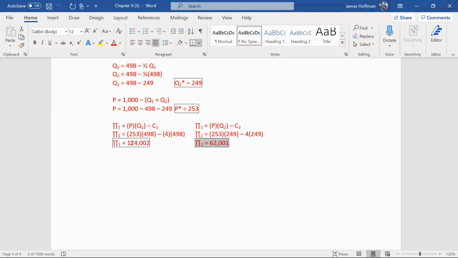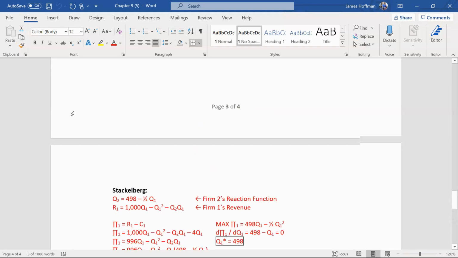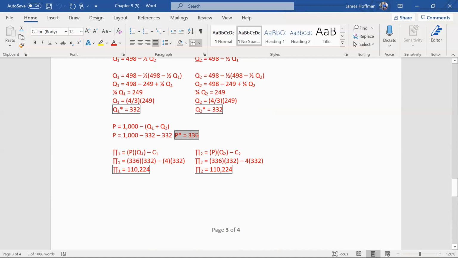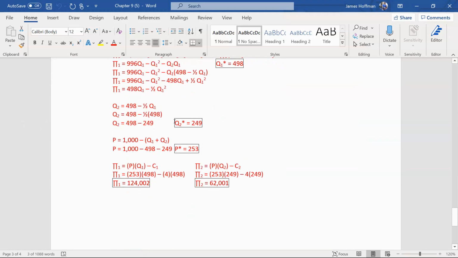So the market price in the Stackelberg was 253, and in the Cournot, 336. So given the same demand function and cost structure, it always turns out that the Stackelberg market is going to have a little bit lower price. Here's 336 for Cournot, and then Stackelberg is lower at, sorry, 253.